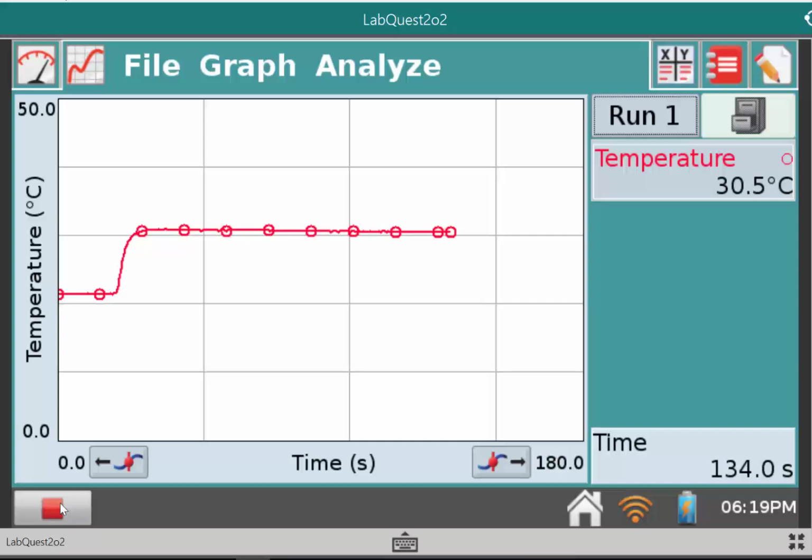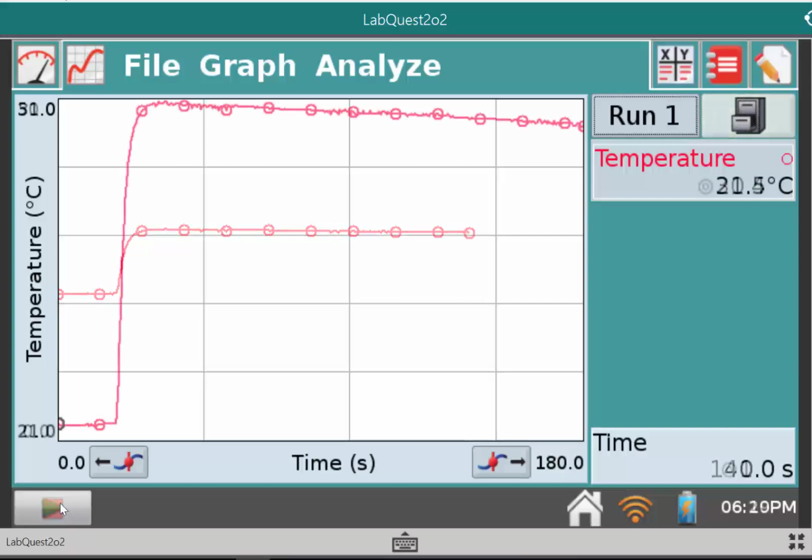When this first run is completed, it is stored for analysis later in the experiment. Notice that the LabQuest has automatically changed the scale of the y-axis. This allows us to see the change in temperature better. It is not shown here, but the calibration run is repeated one additional time.